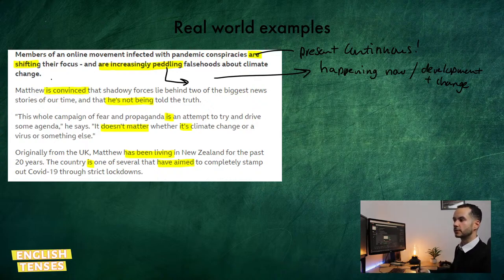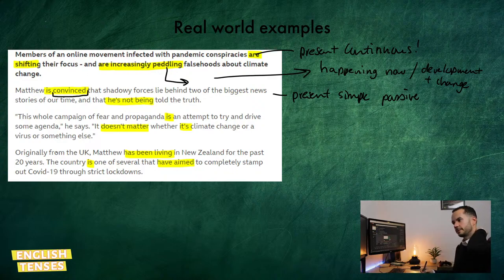Here we have "is convinced." And this is present simple passive. And it's passive because you can't use "convince" in this context to kind of reflect on himself. So he can't say "Matthew convinces," because "convince" takes a direct object. And if Matthew is the person who is convinced, then he cannot be the agent, right? So he is convinced by something else that this is happening. And he believes that he is not being told the truth.